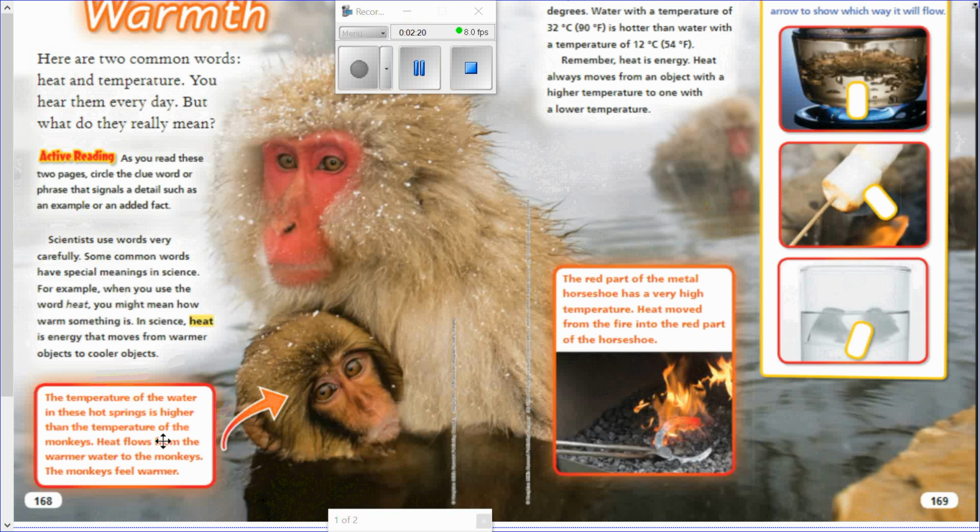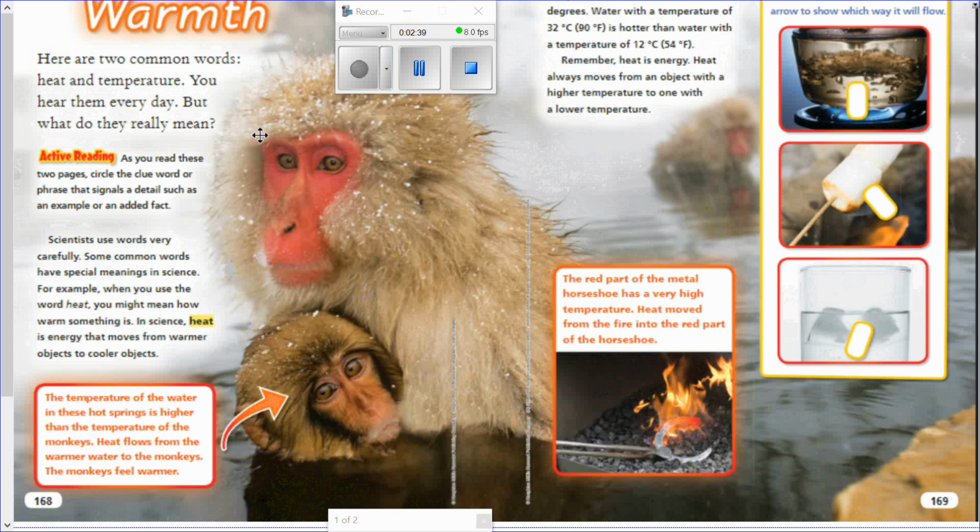This is a text feature. It is pointing to what's going on in this picture. Let's see what's going on. It says the temperature of the water in these hot springs is higher than the temperature of the monkeys. Heat flows from the warmer water to the monkeys. The monkeys then feel warmer.